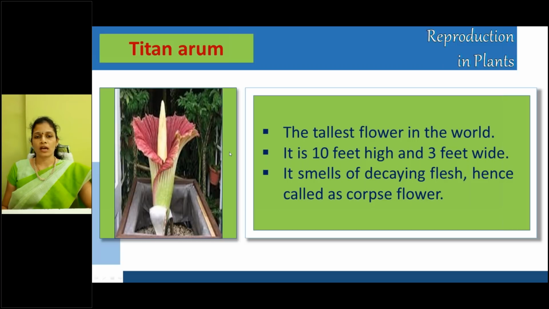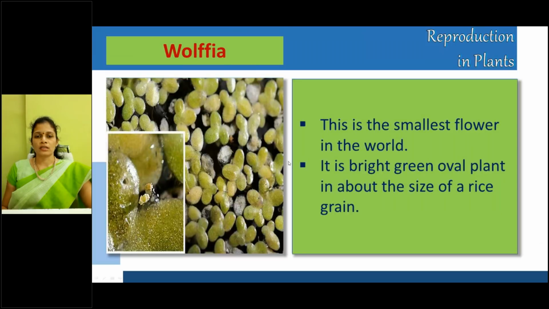Now let us see the smallest flower in the world. What is the smallest flower in the world? It is Wolffia. This is the smallest flower in the world. It is a bright green oval plant about the size of a rice grain. That means it is very small, the smallest flower.